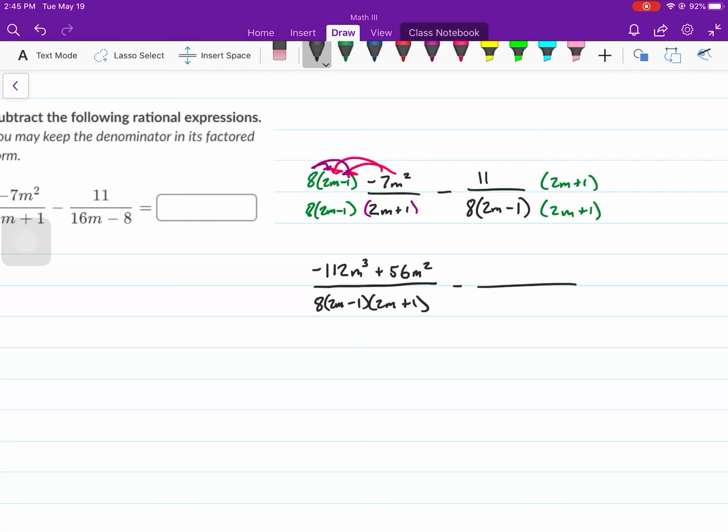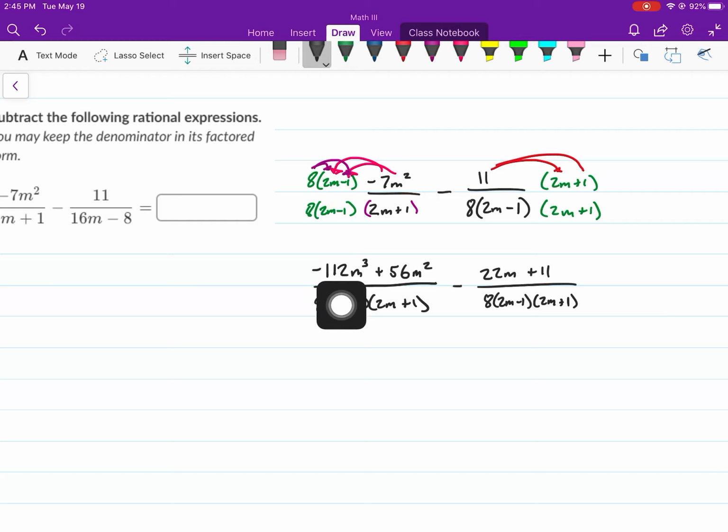Then minus, we'll distribute the 11 now, so the 11 gets distributed to both of these. So that's going to be simple. It's going to be 22m plus 11. On the bottom, we'll have 8 times 2m minus 1, 2m plus 1. The whole point is we want to have that common denominator, which we do. Both denominators are the same, so we're good. Now we just have to combine the numerator.